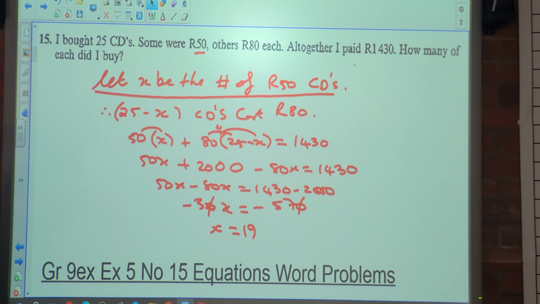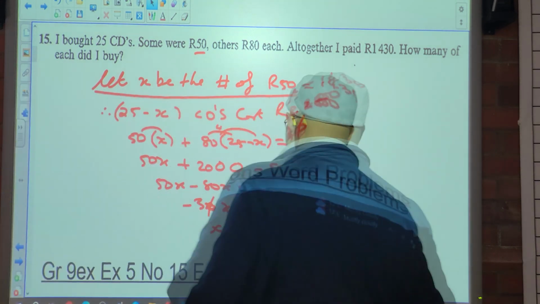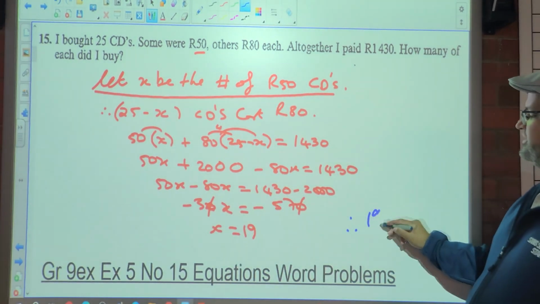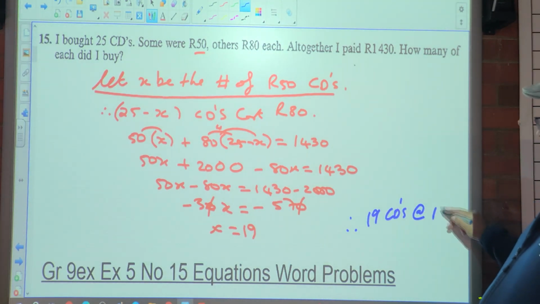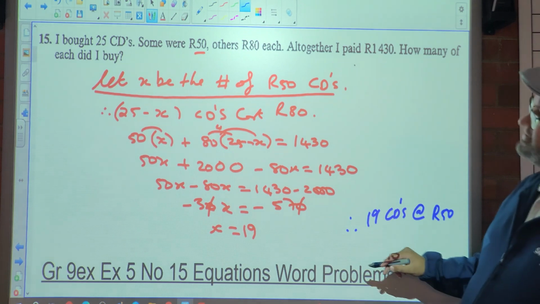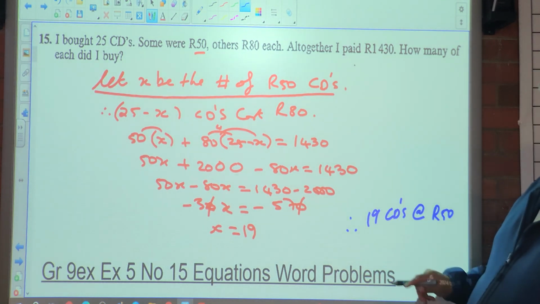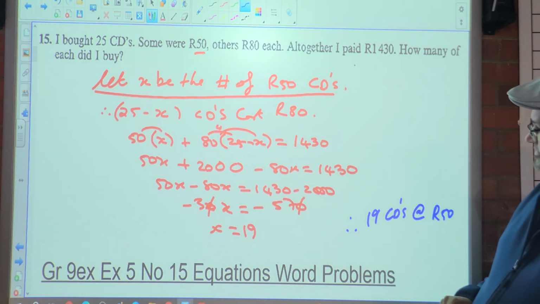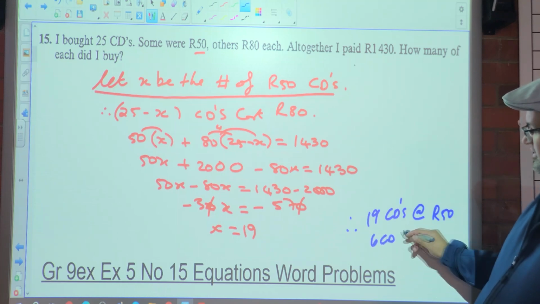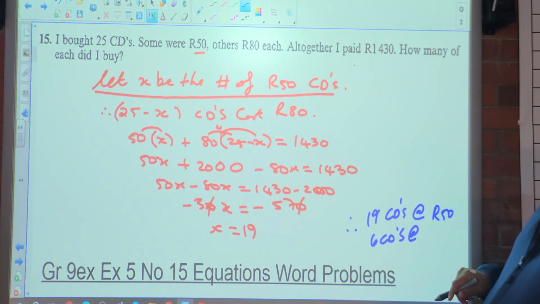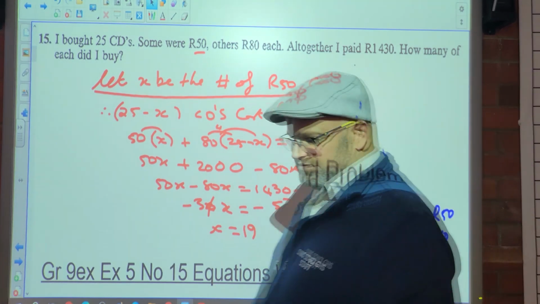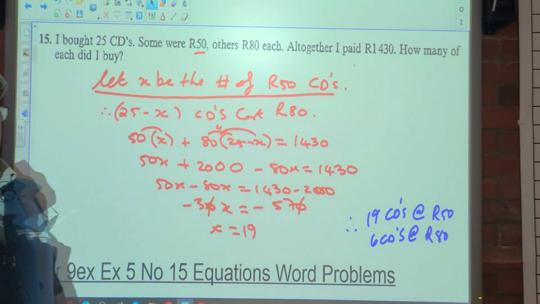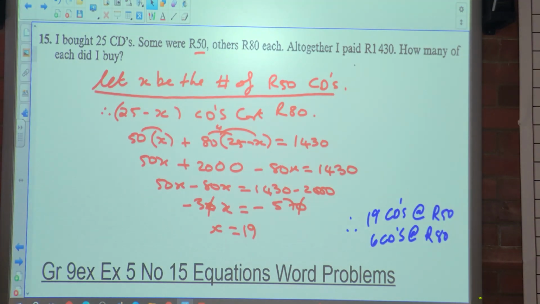So what does that mean? That means to say, therefore, we had 19 CDs that cost 50 Rand, and 25 minus 19, 6 CDs that cost us 80 Rand. Maybe you guys understand? Who got that sum right? Okay.